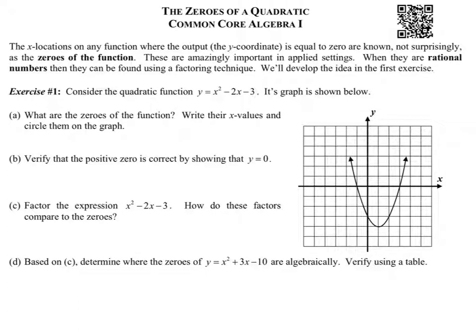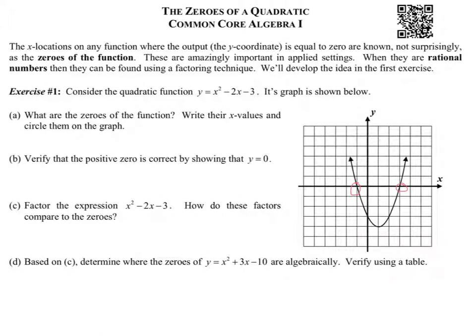All right, the last part of this is the zeros of a quadratic that we need to go over. So exercise 1, let's look at the quadratic y equals x squared minus 2x minus 3. The zeros is where it actually crosses the x-axis, and we have this on the graph already. So it's right here and right here.